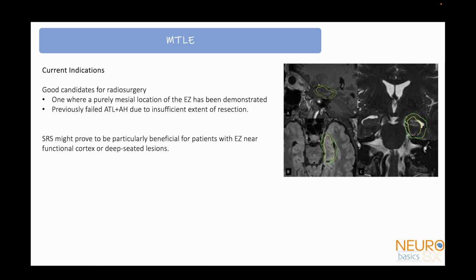So currently, when would we consider radiosurgery instead of open surgery? We know that open surgery is the standard for MTS, but there are some cases where you can consider radiosurgery instead. When it is very clear that the EZ is located just in the amygdala and the hippocampus, you can consider only radiosurgery. Another would be if the patient has already undergone ATL-AH, there is an insufficient resection, and some tissue is still left behind, that can be targeted with radiosurgery. It is also a good option for patients who have involvement of the eloquent cortex, or very deep-seated epileptogenic zones. These can be targeted with radiosurgery instead of open surgery.